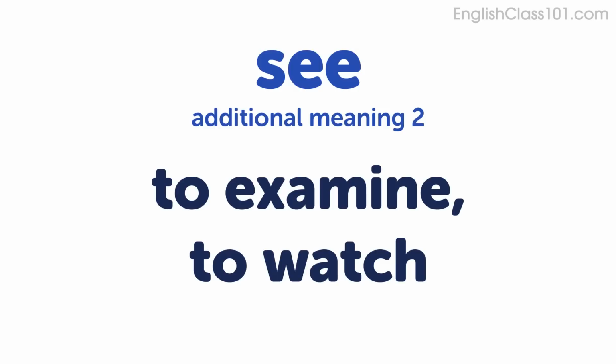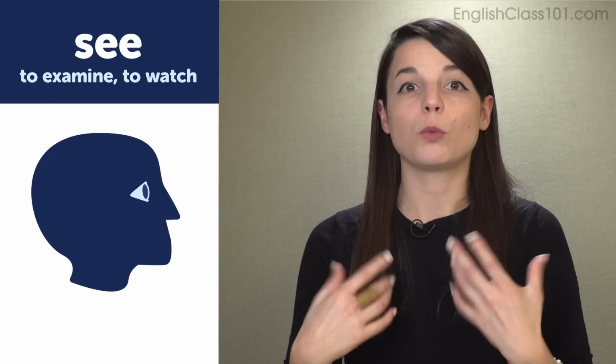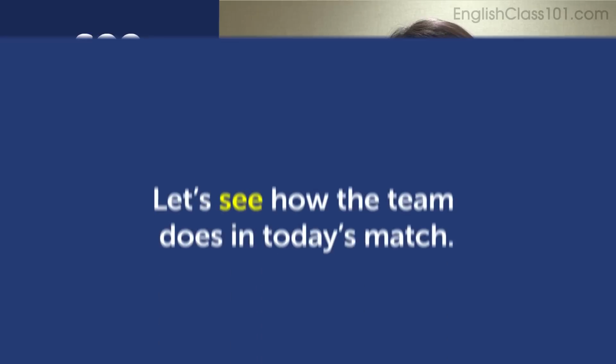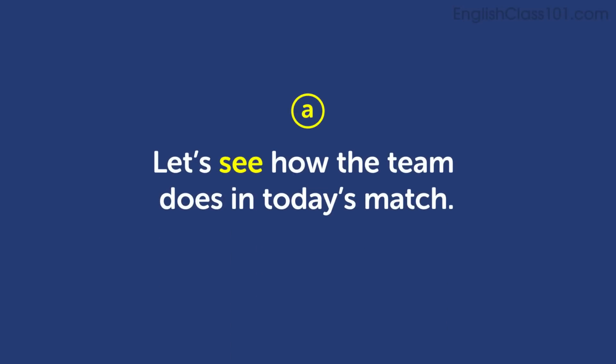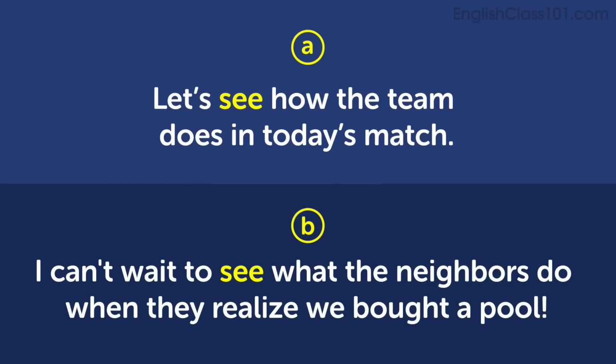Next is to examine or to watch. So in this use of the verb see, there's sort of the nuance of an expectation. We want to use our eyes to watch something as it changes, or to examine a change as it happens, to examine a behavior. Let's see how the team does in today's match. I can't wait to see what the neighbors do when they realize we bought a pool.